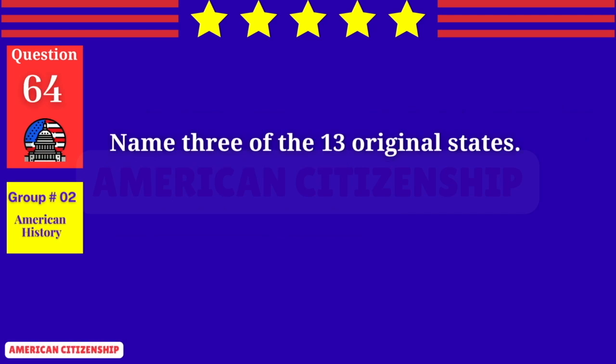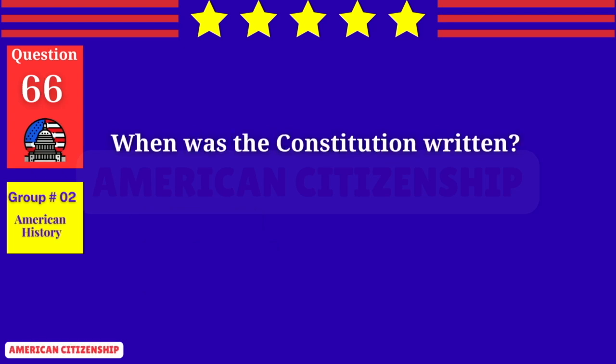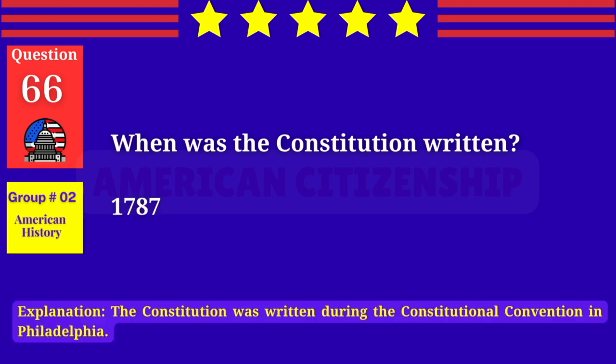Name three of the 13 original states. New York, New Jersey, Pennsylvania. When was the Constitution written? 1787.